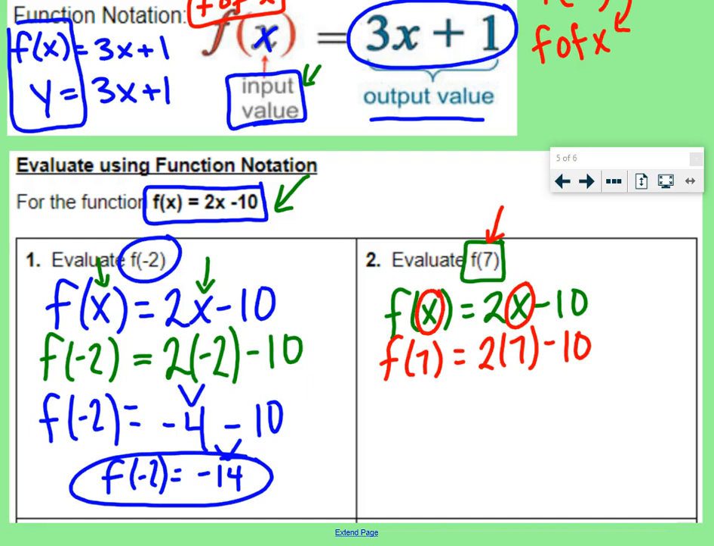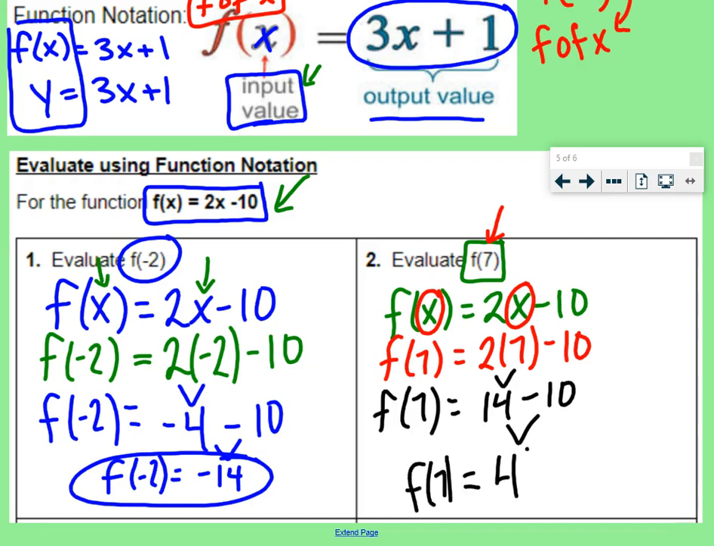Then we just evaluate. f of 7 is equal to 2 times 7, which is 14, minus 10. 14 minus 10 is 4. So f of 7 equals 4. So that means when we put 7 into our function, 4 comes out of the function.